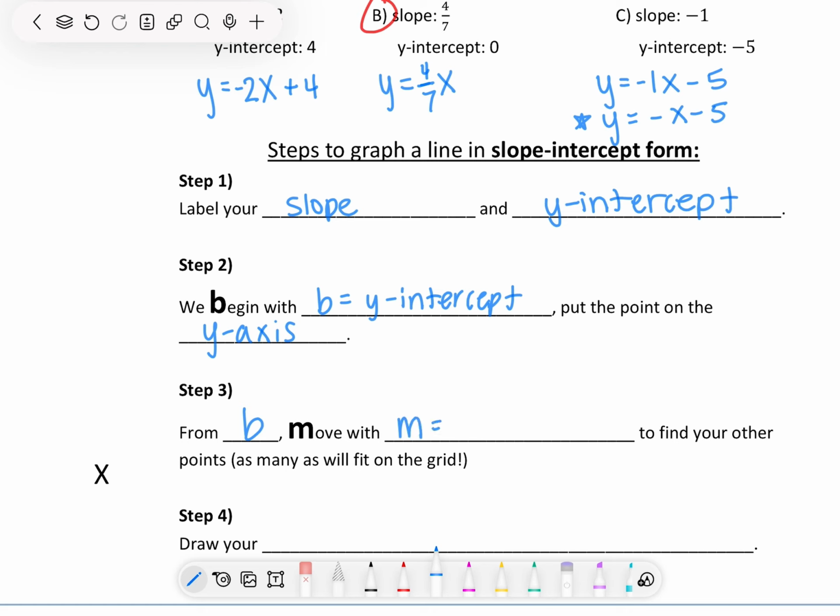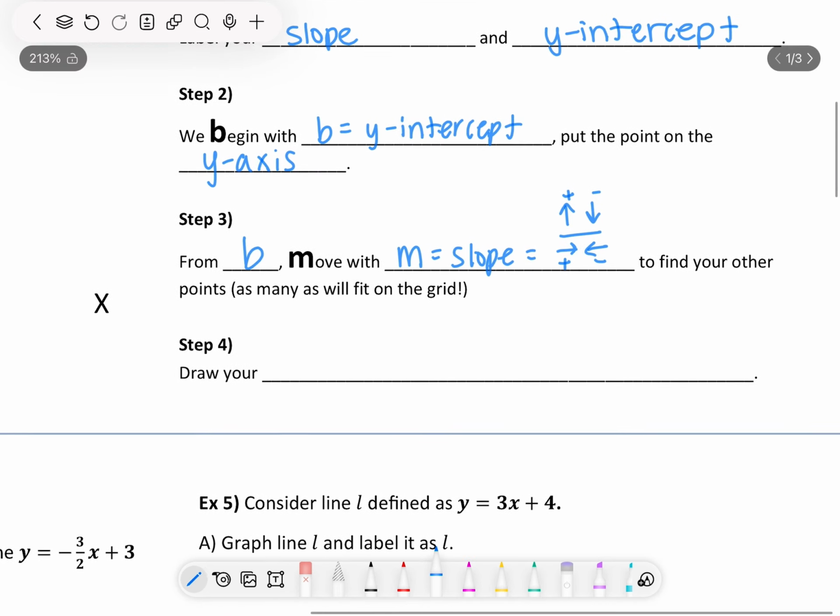So move with m, which is our slope. So in moving, I mean keeping in mind rise over run, right? If the top number is positive, you go up. If the top number is negative, go down. Bottom number is positive, go right. Bottom number is negative, go left, okay? I require you to plot as many points as you can fit on the grid, and so that will help us to graph more precise lines. All right, for step 4, you're just going to draw your line with arrows, and you're done.